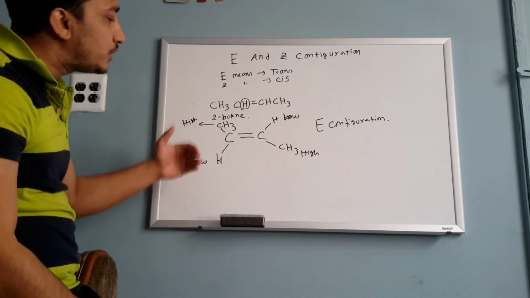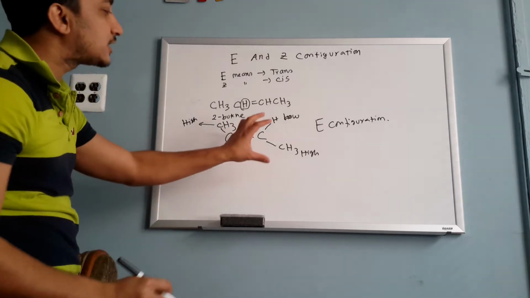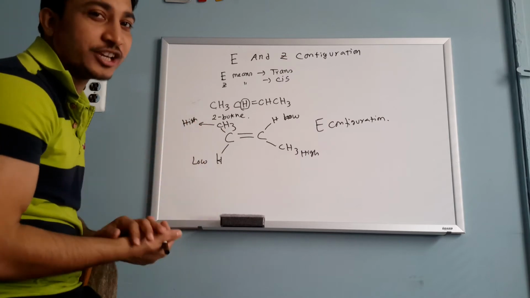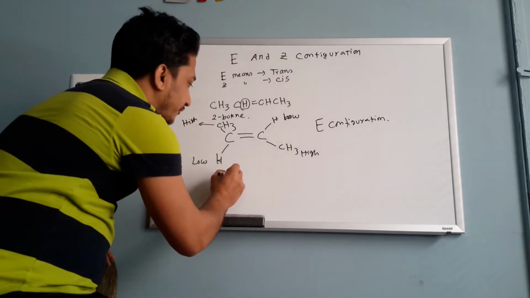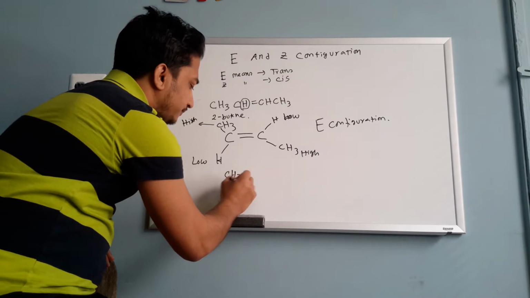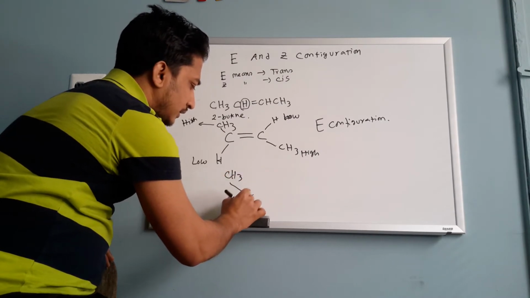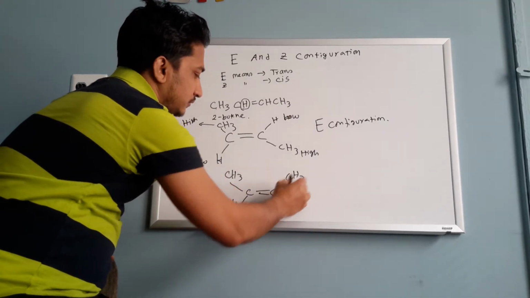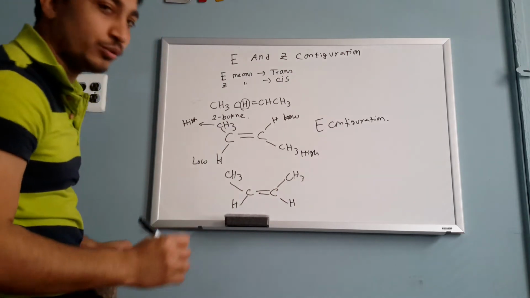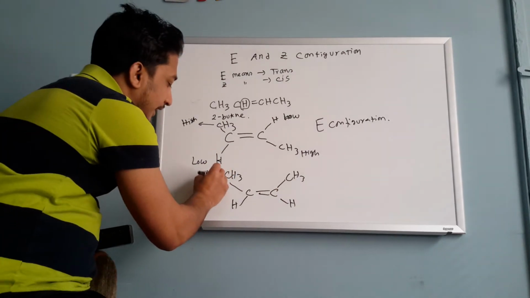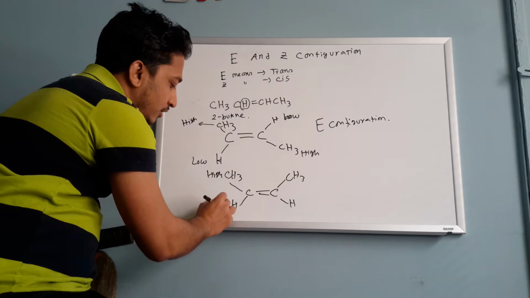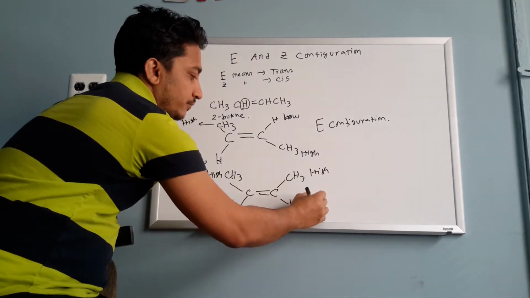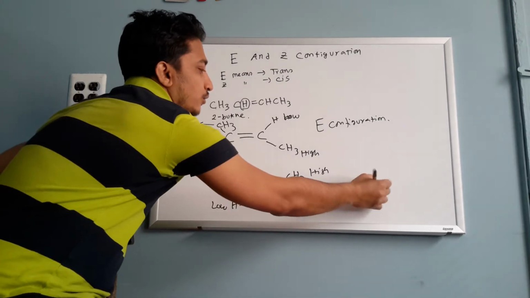With the same molecule you can make a Z configuration. How? Just flip one side. If you flip both sides, it's going to be the same thing, E configuration again. So just flip one side. For example, I flip the right side. So when I flip the right side, CH3 is high, hydrogen is low, carbon is high, hydrogen is low. So this is Z configuration.